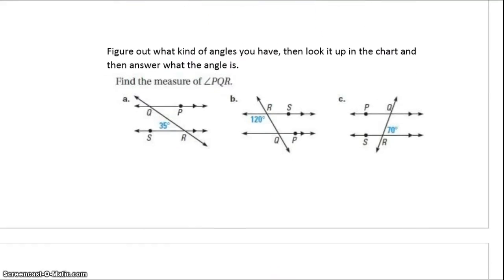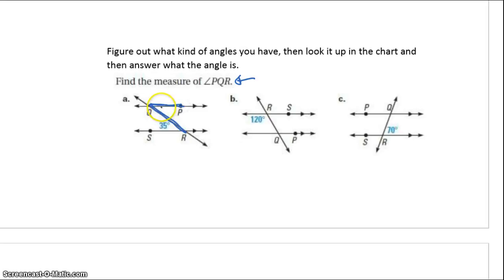So let's go down here. Figure out what kind of angles you have and look it up in the chart and then answer what the angle is. And look at this. They want PQR. That's a little different, right? A little different from what we just did. So first let's find out where PQR is in here. So PQR. Okay, I'm going to put an X right there. Okay, now let's figure out what kind of angles we are. And by the way, let's do that again because some of you will put the X in the wrong spot.